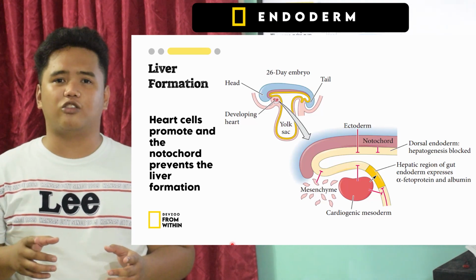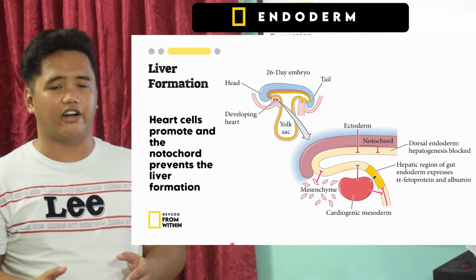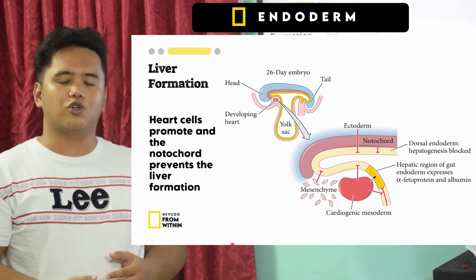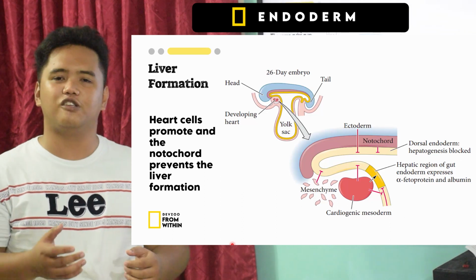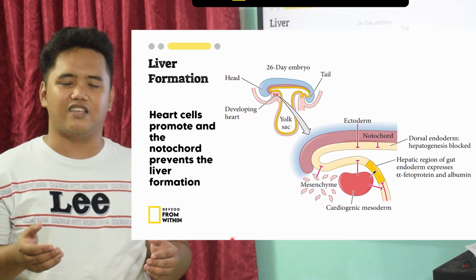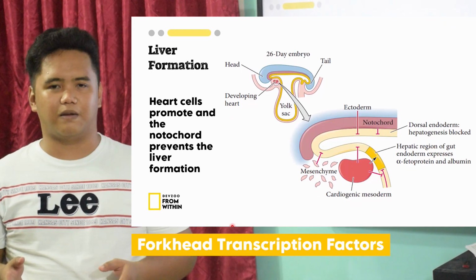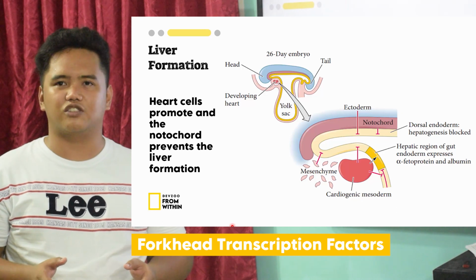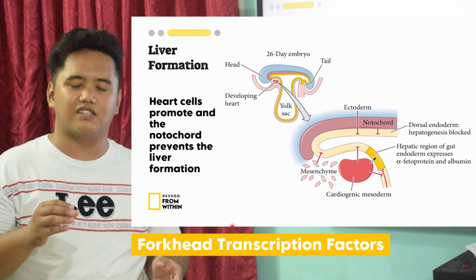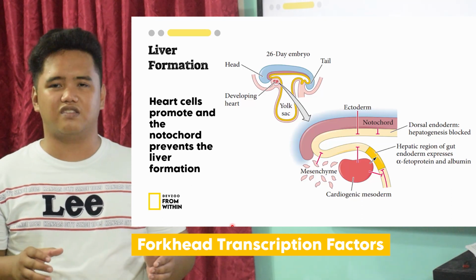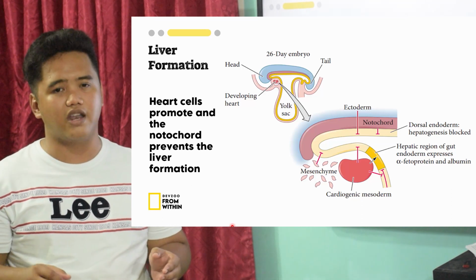But first, in order for it to react to the signals given by the heart, it needs to be competent enough to be expressed. So how can we make the liver-specific genes competent? First, we have the forkhead transcription factors. The forkhead transcription factors will serve as the leading transcription factors in order for the liver-specific genes to be expressed. These factors involve FOXA1 and FOXA2.